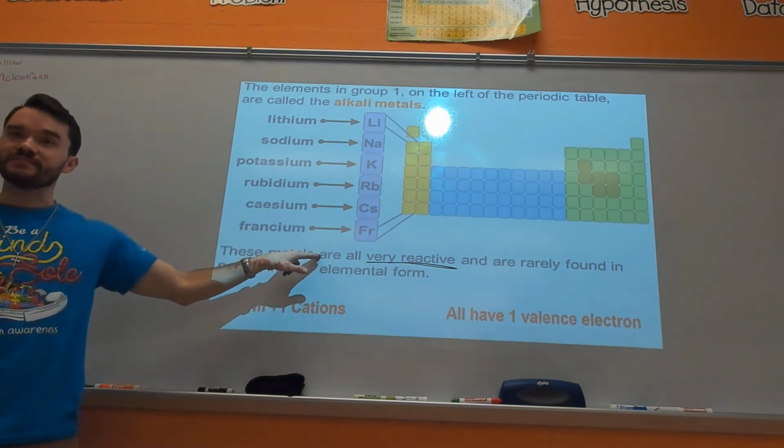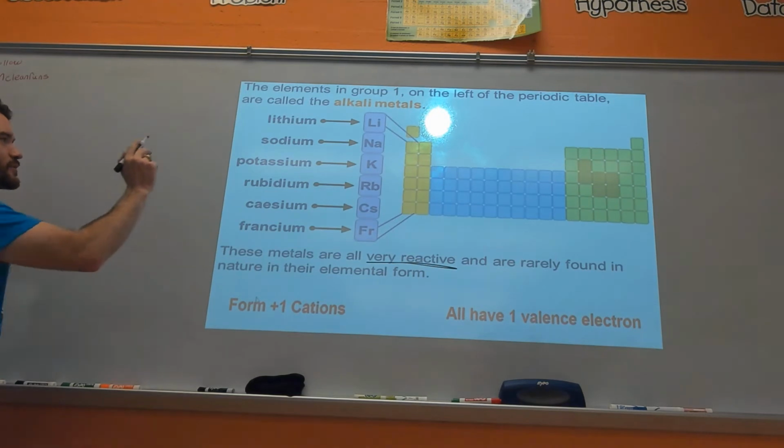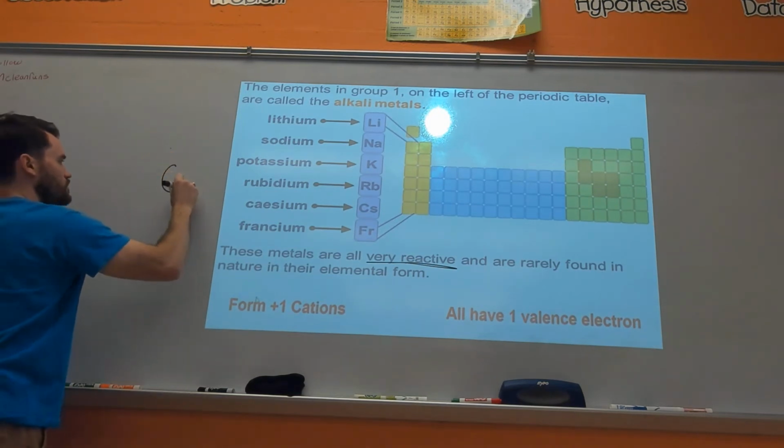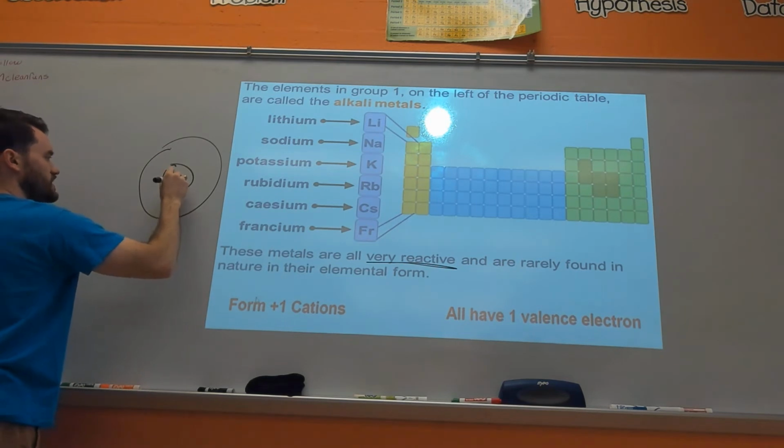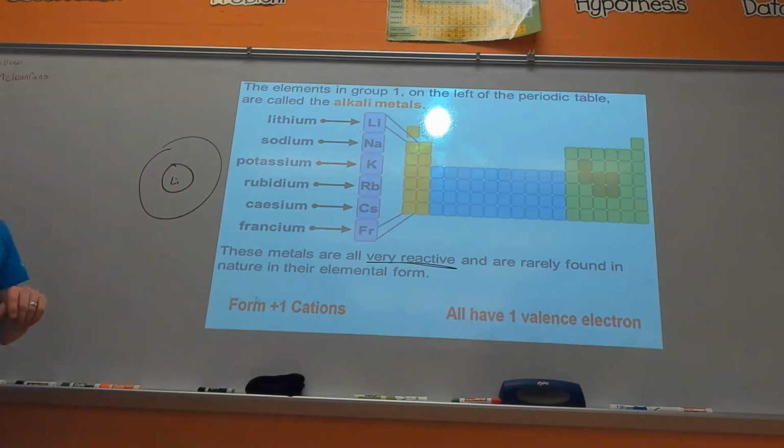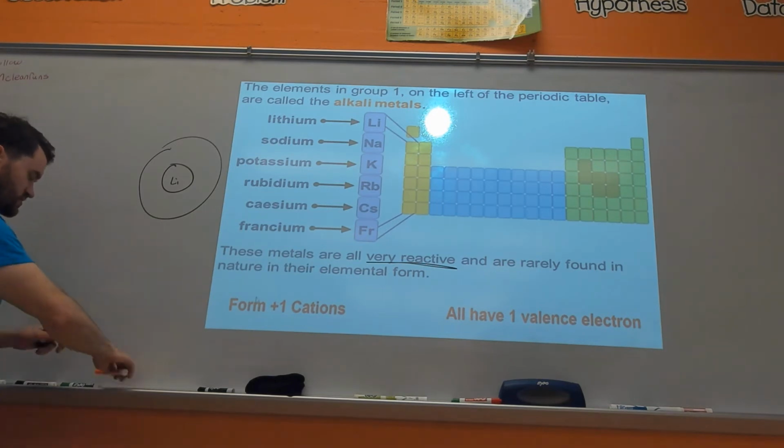But they're really reactive. Now, the reason why they're reactive, if I draw the Bohr model of lithium. So here's lithium. Lithium has 3 electrons. I'll draw those electrons. Let's do orange.